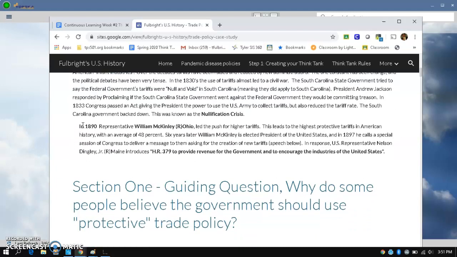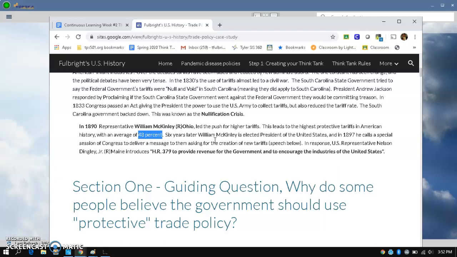We'll skip ahead to 1890. Representative William McKinley from Ohio led the push for higher tariffs. This leads to the highest protective tariffs in American history, with an average of 48%. If you put a tariff of 48% on something, let's say a good was $100 coming into America, you add a 48% tariff to it, that good is now going to cost $148.